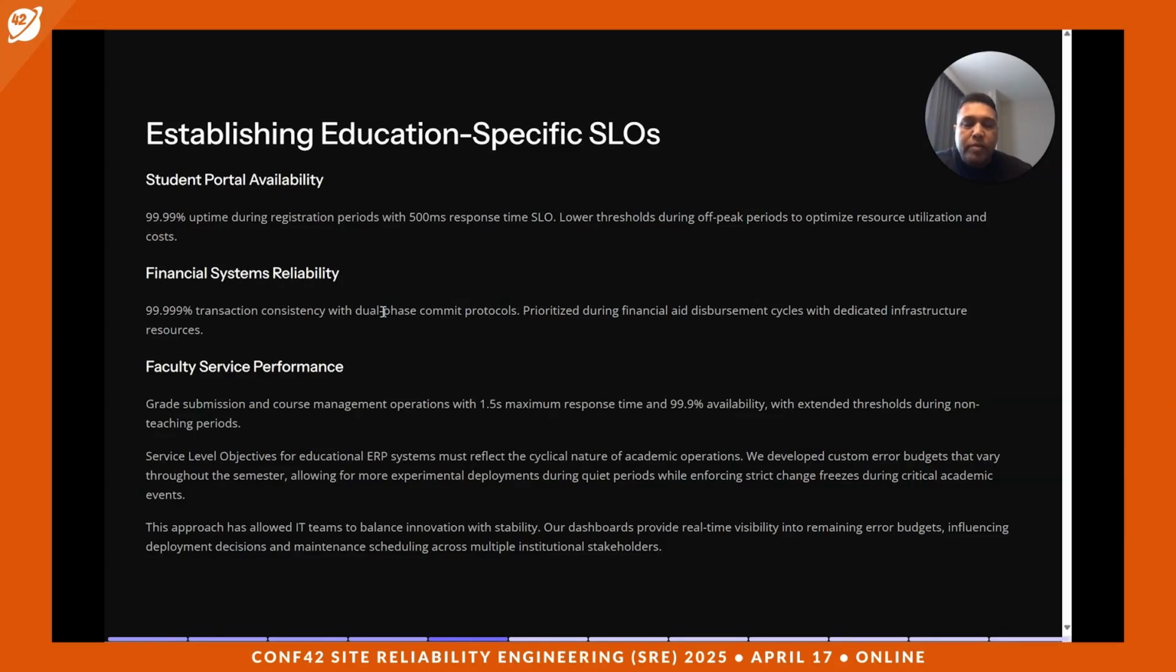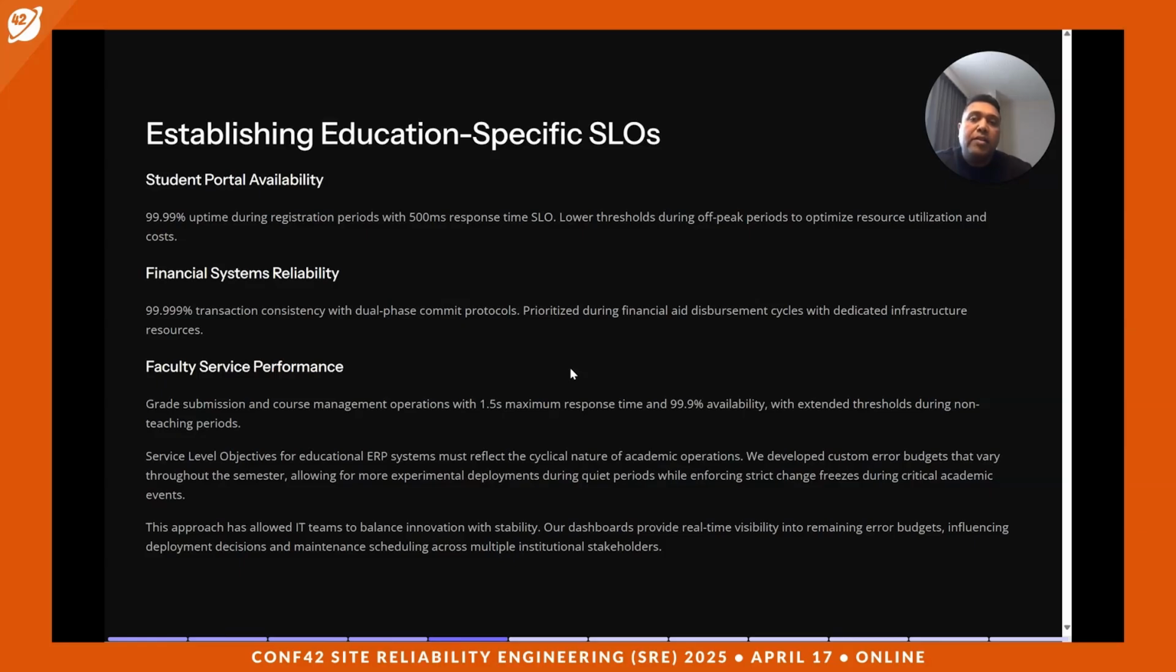availability. So student portal availability is key to the business of higher education. So 99.99% uptime during registration period with 500 millisecond response time SLO. Lower threshold during off-peak periods to optimize resource utilization and cost. The next is financial system reliability. 99.999% transaction consistency, dual phase commit protocols. Prioritize during financial aid disbursement cycles and dedicated infrastructure resources.